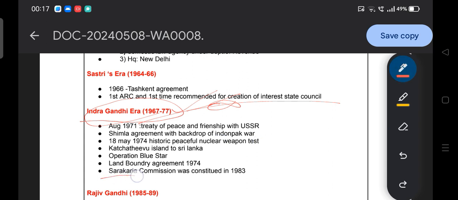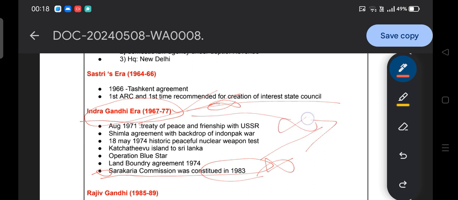Then next, the Sarkaria Commission was constituted in 1983. The Sarkaria Commission was constituted by the central government, and it recommended the Inter-State Council. So they can simply ask the question: the Sarkaria Commission was constituted under which government? It is Indira Gandhi. If you check your PGT Political Science Odisha paper, you will see that this question has already been asked in your examination. Now they can ask: under whose recommendation was the Inter-State Council created? It is the Sarkaria Commission. And under which government was the Sarkaria Commission created? It is the Indira Gandhi government.